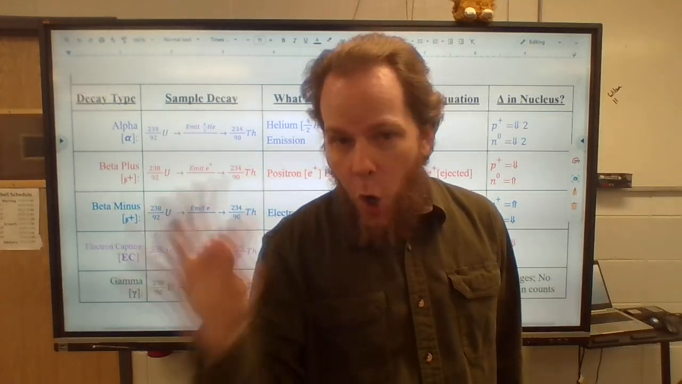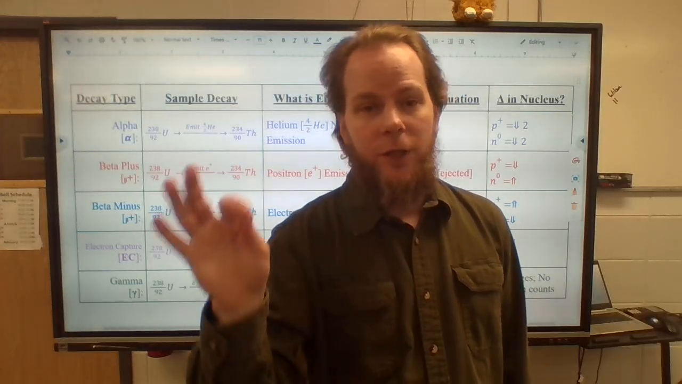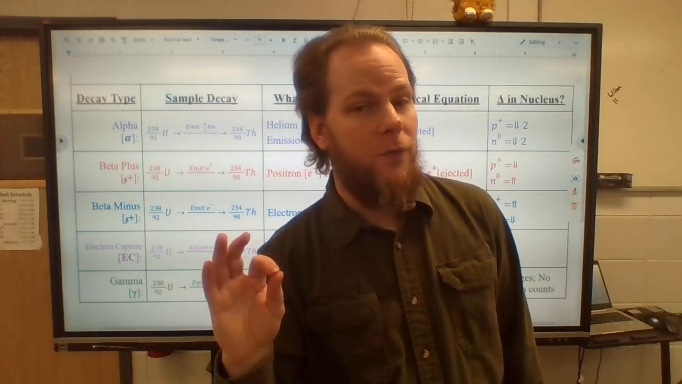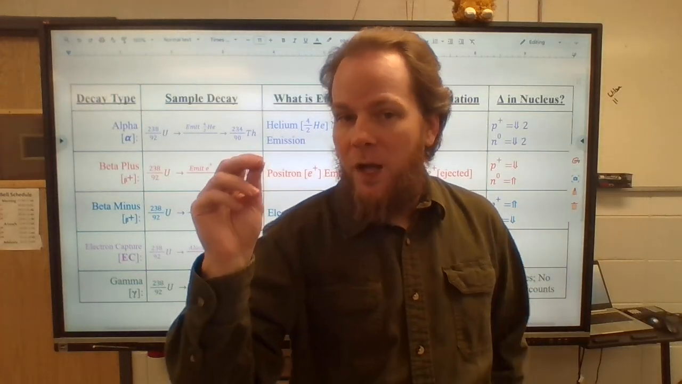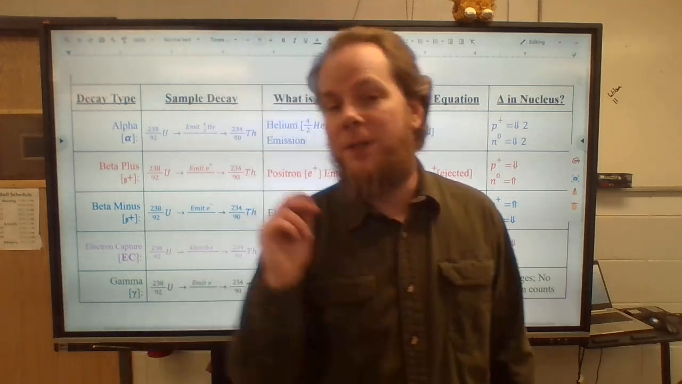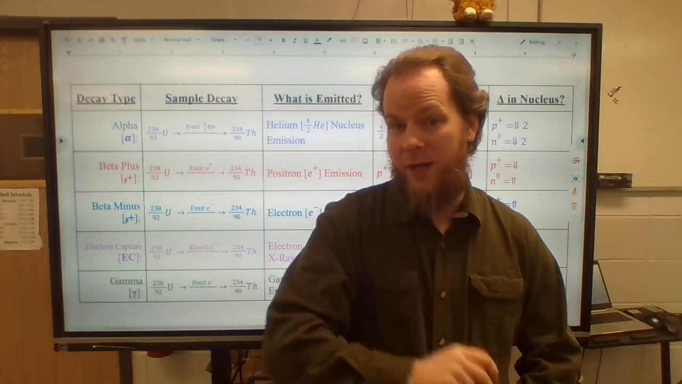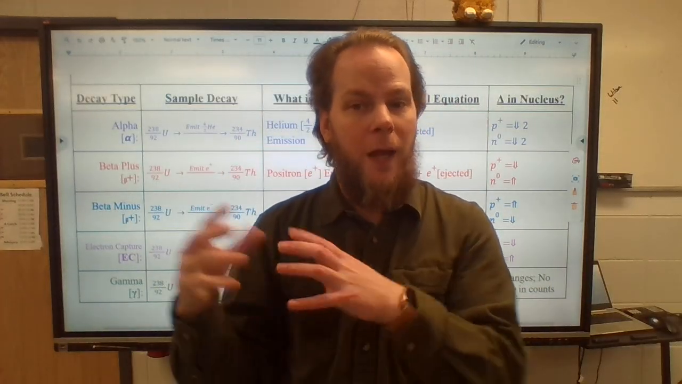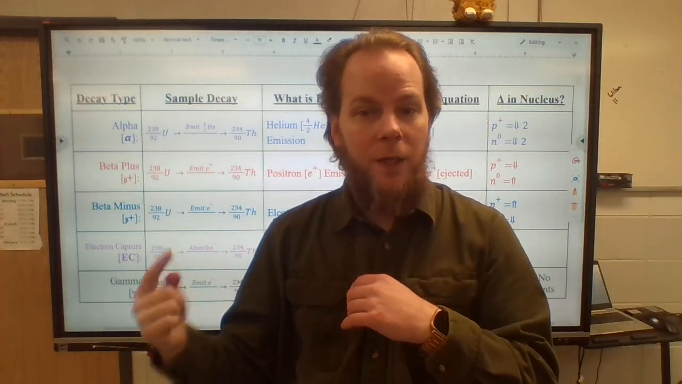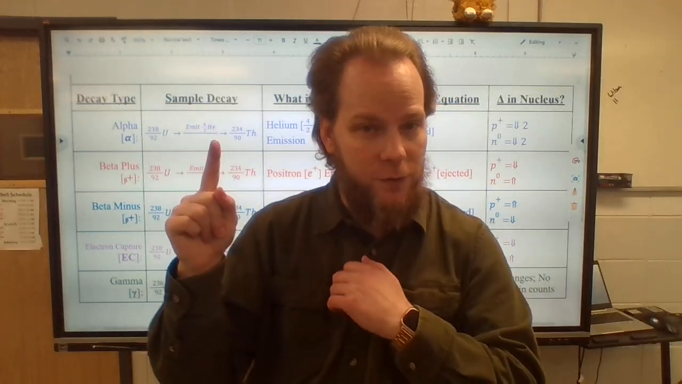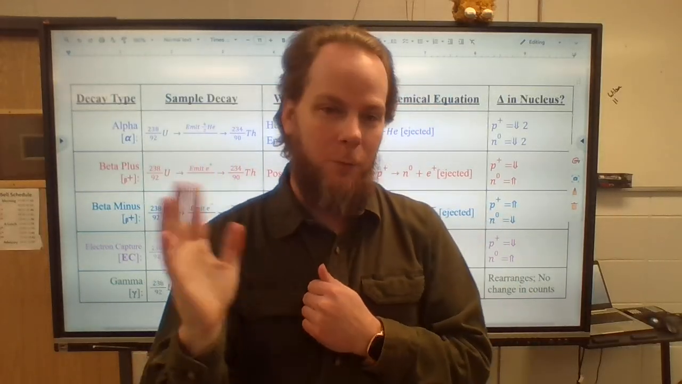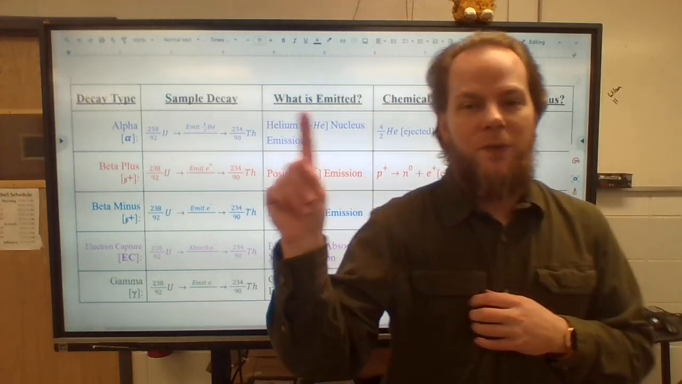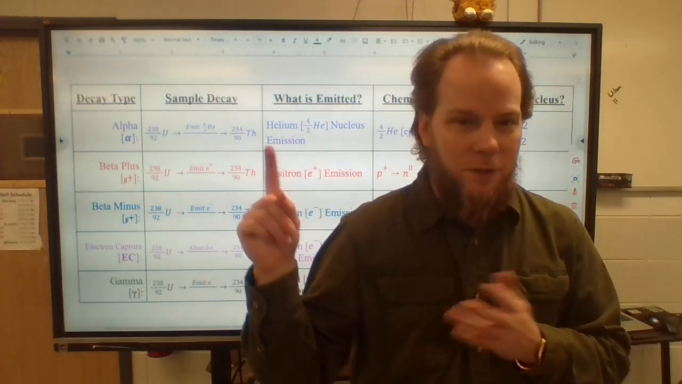Now, a really important thing you need to note about alpha decay: it is the only decay that actually reduces the size of the nucleus. Everything else changes the proton to neutron ratio, but it doesn't actually reduce the size of the nucleus. The nucleus is still the same number of particles after each of these decays is done. This is the only one where the size actually changes, which is important for reasons we'll get into later. Okay, so what comes out? Well, a helium nucleus comes out, and that's about it.